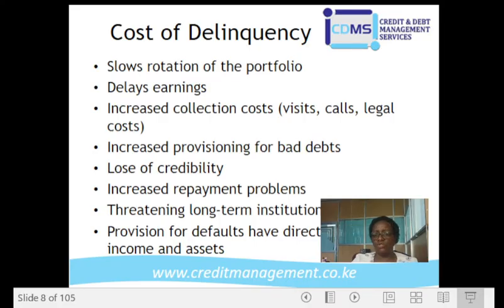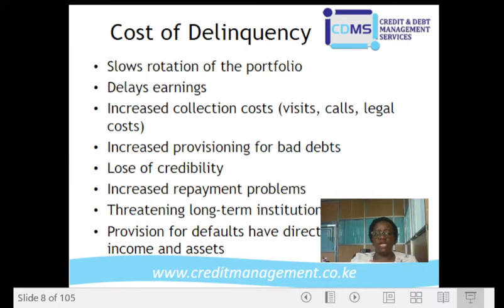There is the other one, loss of credibility as an institution. When you are in so much delinquency, or a delinquent position, we also lose credibility. Who wants to invest? Who wants to put their deposits in an organization that cannot assure them that when they need the money it can be withdrawn?